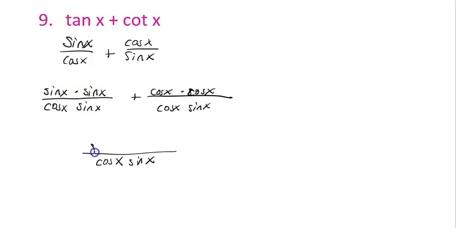Sine times sine is sine squared. Cosine times cosine is cosine squared. And then what do you have on top? You have a Pythagorean identity. Sine squared plus cosine squared is 1. I can replace the entire top with 1.